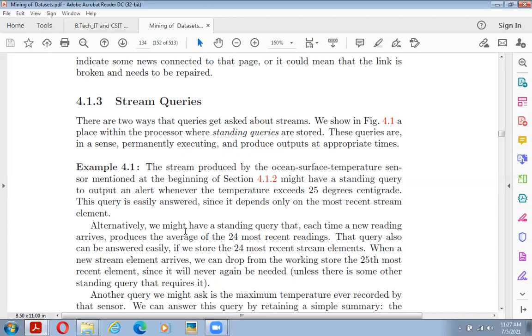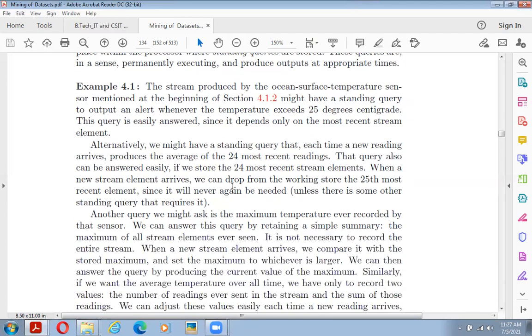Okay. Now for that we are again taking some examples. Like the stream produced by the ocean surface temperature sensor mentioned in the paper might have a standing query to output an alert whenever the temperature exceeds 25 degrees centigrade. These queries are easily answered since they depend only on the most recent stream value. Okay. Alternatively, you might have a standing query that each time a new reading arrives produces the average of the 24 most recent readings. Because these readings are always in the database, this query can also be answered easily by storing the most recent stream elements.